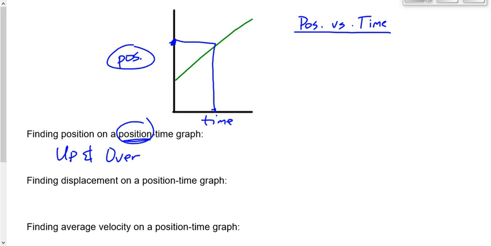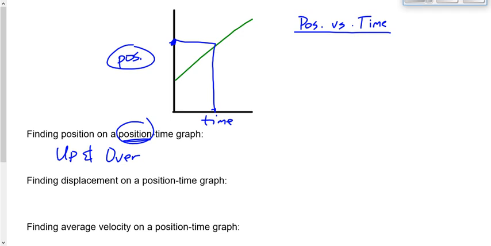You want to find the position on a position time graph, up and over. You want to find the magnetic flux on a magnetic flux versus time graph, then you're going to go up and over. Whenever you want to find a variable that appears on the y-axis, you're going to go up and over, even if you don't recognize that graph, like magnetic flux versus time, for instance.